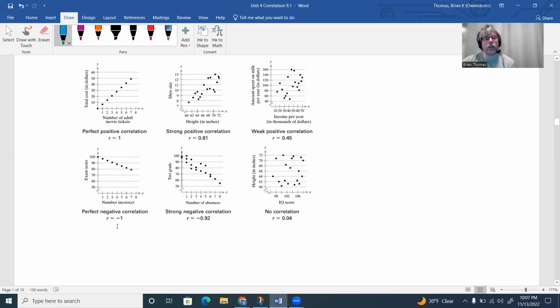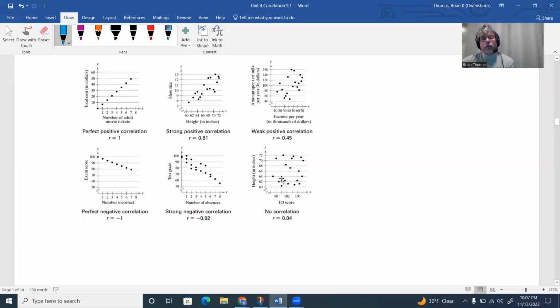in this pattern, if R is equal to -1, this is considered a perfect negative correlation. Notice how if R is equal to something close to -1, like -0.92, this is considered a strong negative correlation. Notice how the scatter plot is kind of tight together.